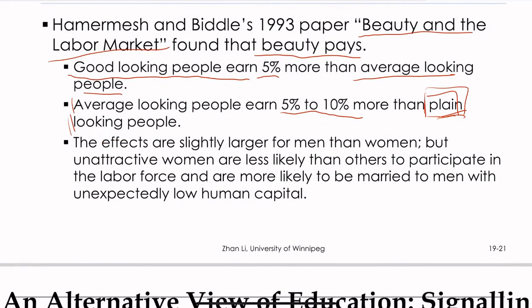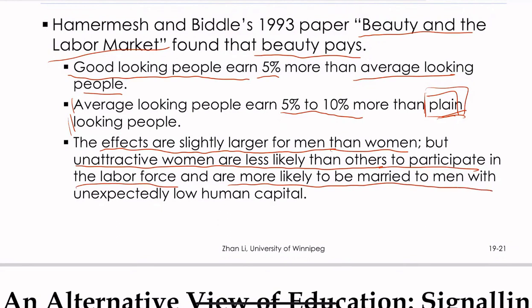And then they also find out this kind of beauty premium effect is actually larger for men compared with women. And they find out unattractive women are less likely than others to participate in the labor force and are more likely to be married to men with unexpectedly low human capital. This is pretty much a paper which tells you this interesting fact that how you look actually matters in your job performance, right? So it's a novel research, I would say.